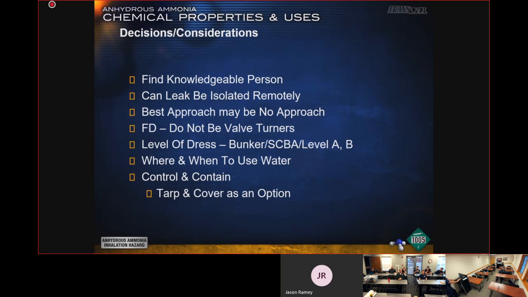The level of dress, same thing. We only have one answer. And then when and where is to use water. A lot of times that's going to be our primary, is get some water on it to keep that cloud down. Now, if this is sitting out in the middle of a field, as we talk about decision making and resources, what is something that we might want to consider bringing along or having started?